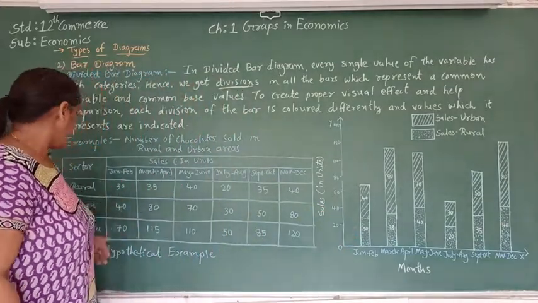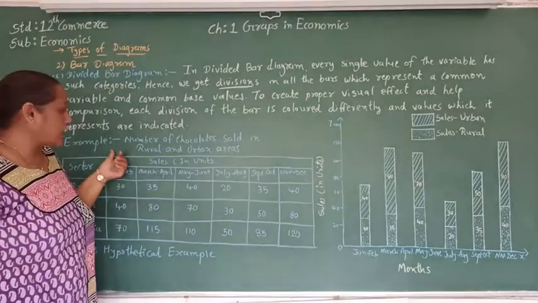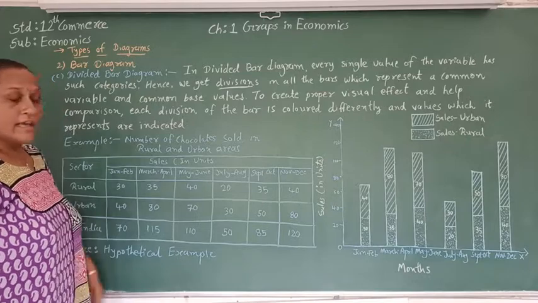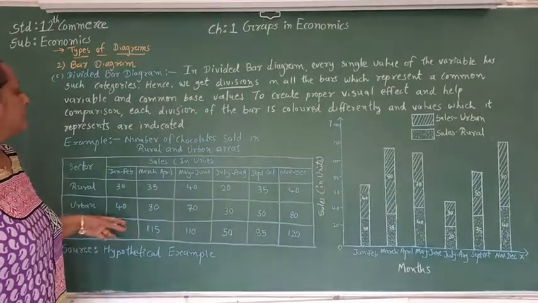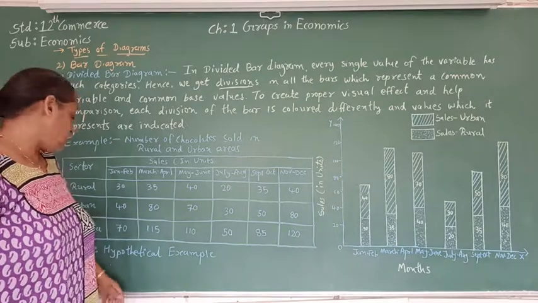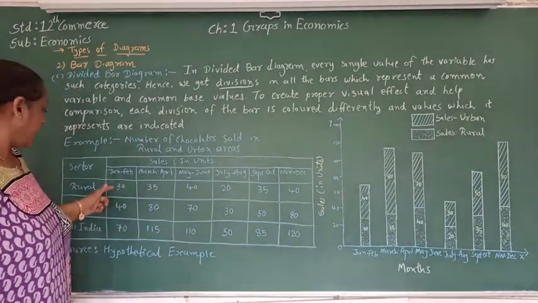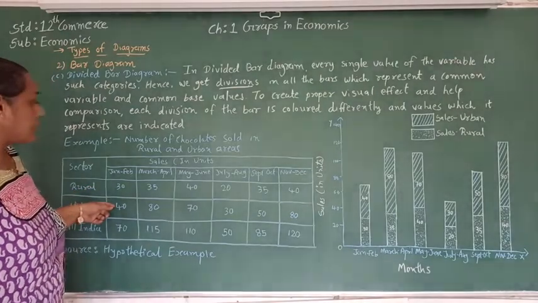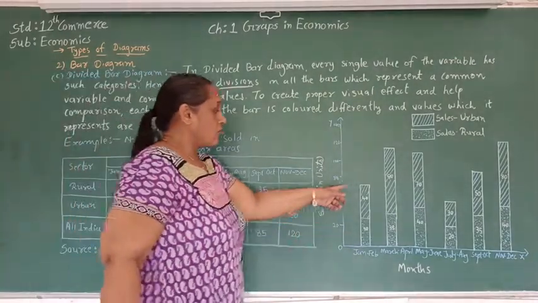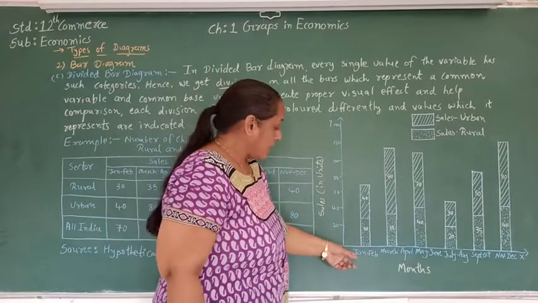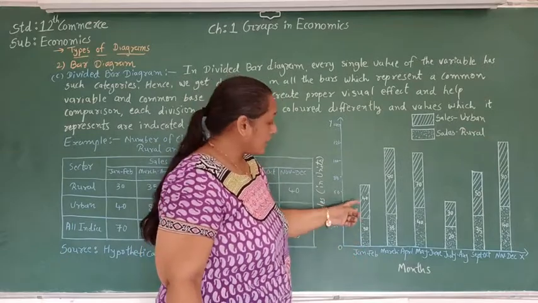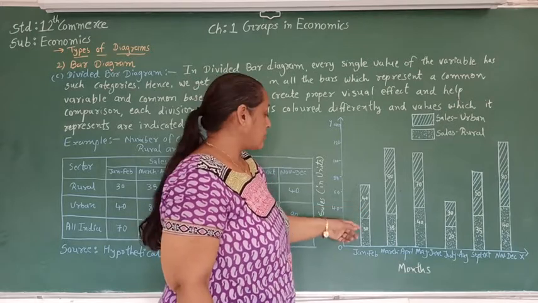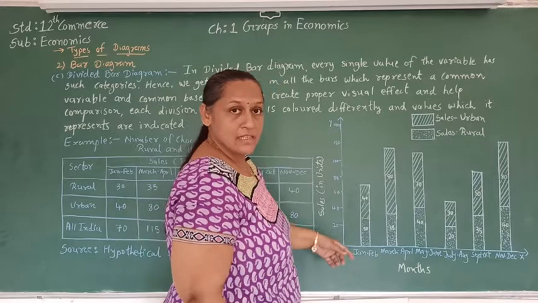Here we can see, with the help of a hypothetical example, the number of chocolates sold in rural and urban areas. There is a number of chocolates sold in India, but it is again divided into two categories, that is rural area as well as urban area. And that's why, for the total sales of chocolate in the month of January, we are getting two separate divisions of a single bar because of the rural area as well as urban area.